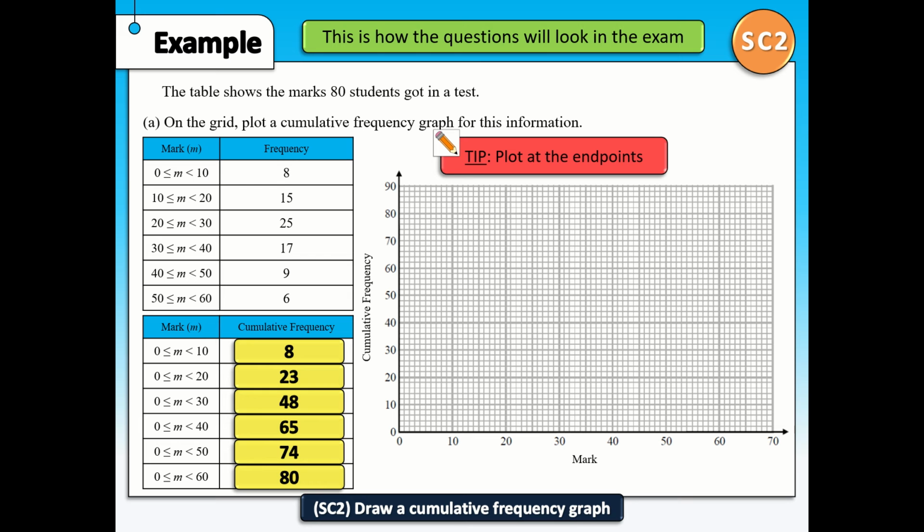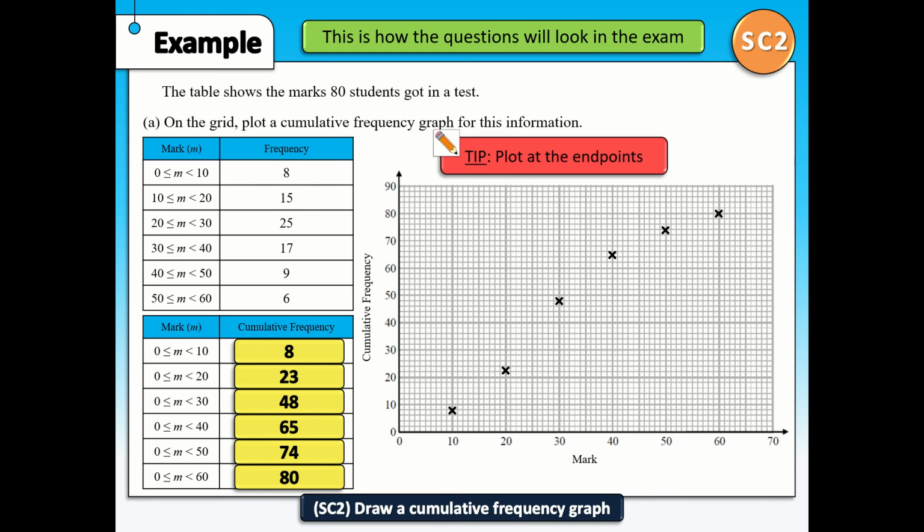So we always plot from the end points. So that means if we have a look at the interval in the marks, I'm going to start at 10 and I'm going to go up to 8 and put a cross. For the next one, I'll go up from 20 and put a cross at 23. Then I go up from 30 and put a cross at 48. Go up from 40 and put a cross at 65. Then go up from 50 and put a cross at 74. Then go up from 60 and put a cross at 80.